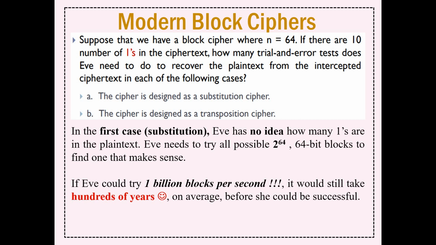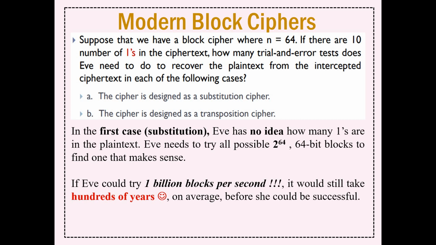This is one of the examples I'm talking about. Suppose that we have a block cipher where n is equal to 64. If there are 10 ones in the cipher text, how many trial and error tests does Eve need to do to recover the plain text from the intercepted cipher text in each of the following cases? First, the cipher is designed as a substitution cipher, and the second one is a transposition cipher.